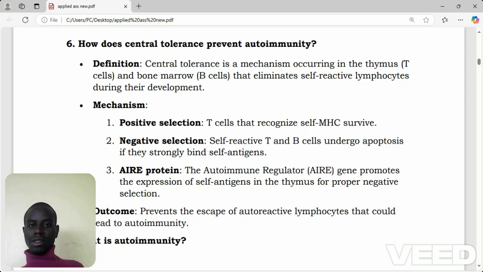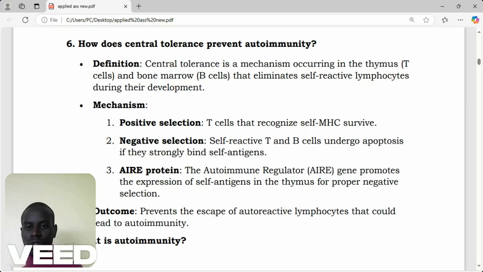Here, T cells that recognize self major histocompatibility complex survive. The second is negative selection. Self-reactive T and B cells undergo apoptosis if they strongly bind self-antigens.